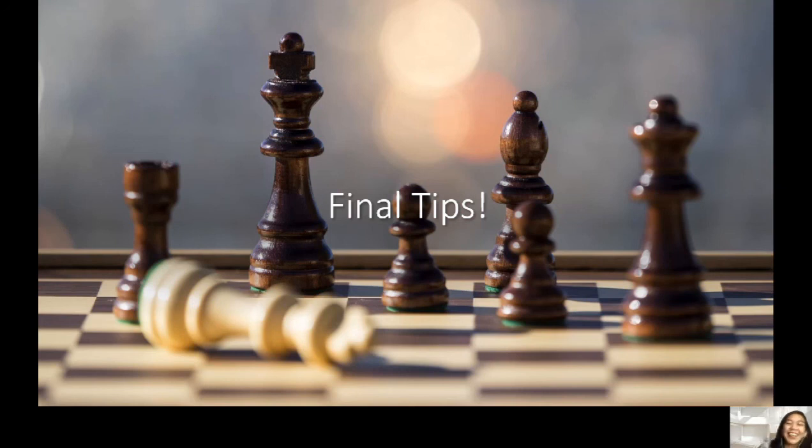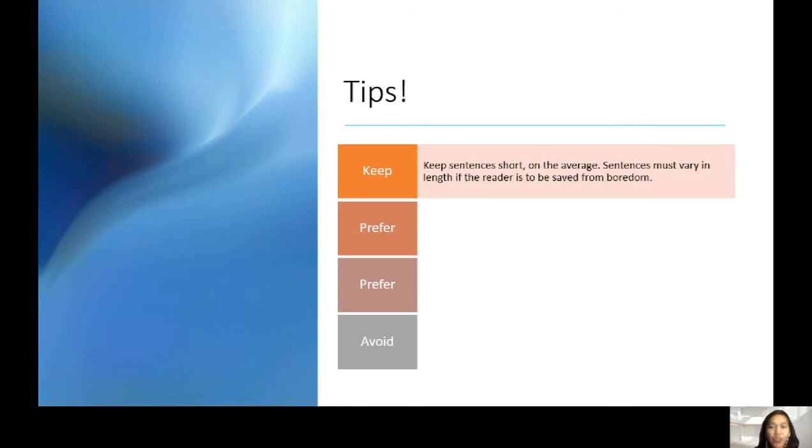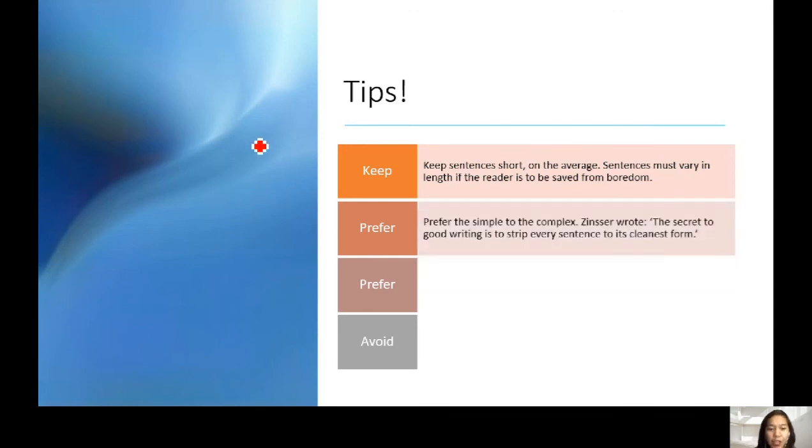Kaya pa ba? Okay, so I hope na kaya pa. So, first tip. Keep sentences on the average. Yung mga sentence, as much as possible, keep it short, especially the news article. Huwag niyo na masyadong paikliin. Prefer the simple to the complex. Okay? Zinsser wrote, the secret to good writing is to strip every sentence to its cleanest form. Di ba, yung lead muna simple. Tapos i-describe mo yung lead. I-elaborate mo. Tapos yung sinabi mo sa first paragraph, elaborate mo ulit. Ganun yung rule natin eh.